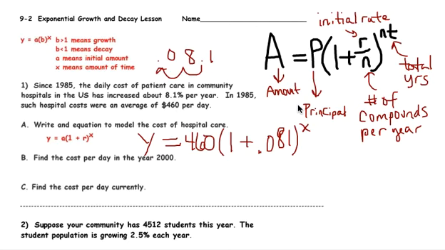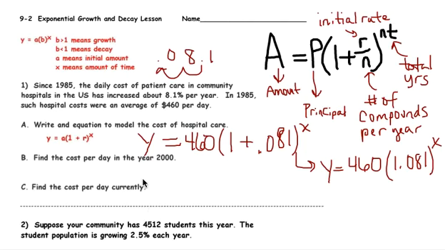All right, now we're going to simplify this just a little bit. And we're going to write y equals 460, parentheses. We can add 1 plus 0.081 as 1.081, to the x power. That looks a lot nicer to just be able to write it like that. Okay? All right, now it says find the cost per day in the year 2000.